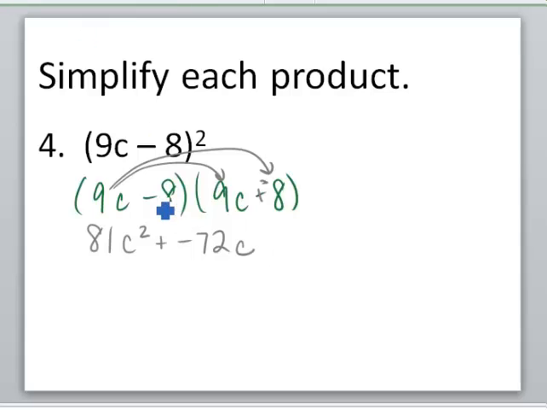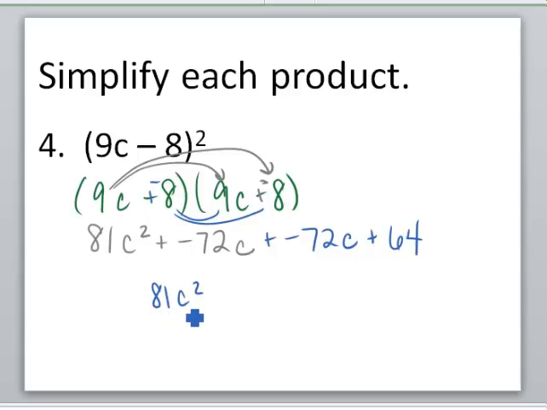Now I'm going to take my negative 8 and distribute it through. So I have negative 8 times 9c, which is negative 72c. And then negative 8 times negative 8, which is a positive 64. When I combine my like terms, 81c squared, negative 72 plus negative 72 is negative 144c, plus 64.